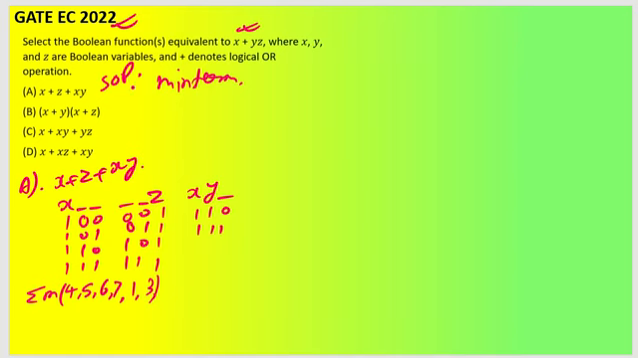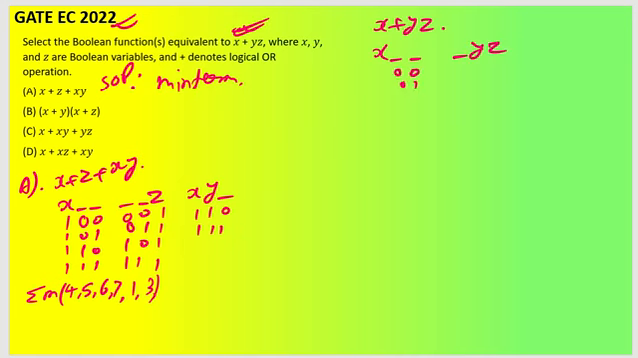Similar to that, what about B, what about C and what about D, that we have to solve. Okay, so let us take B. Before that, why don't you do one thing? We'll talk about x plus yz as well. So let us say x plus yz. So what will be the sum of products form? That will be x, yz is vacant, then x, yz.